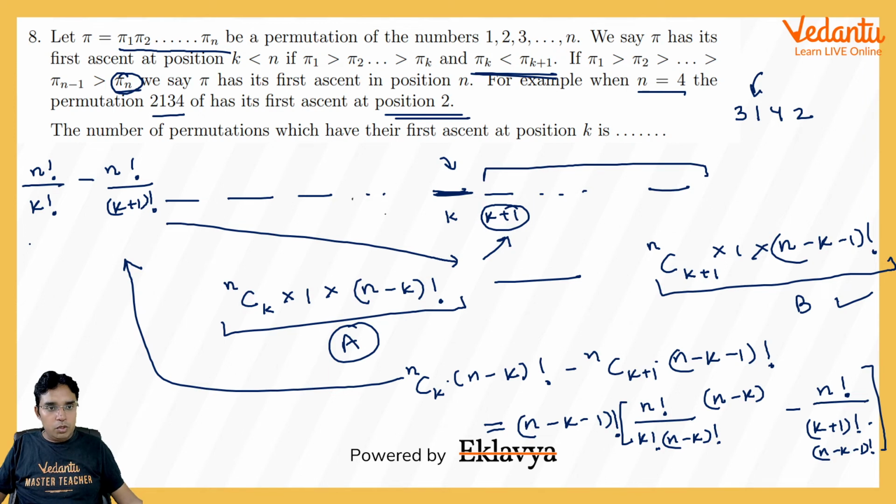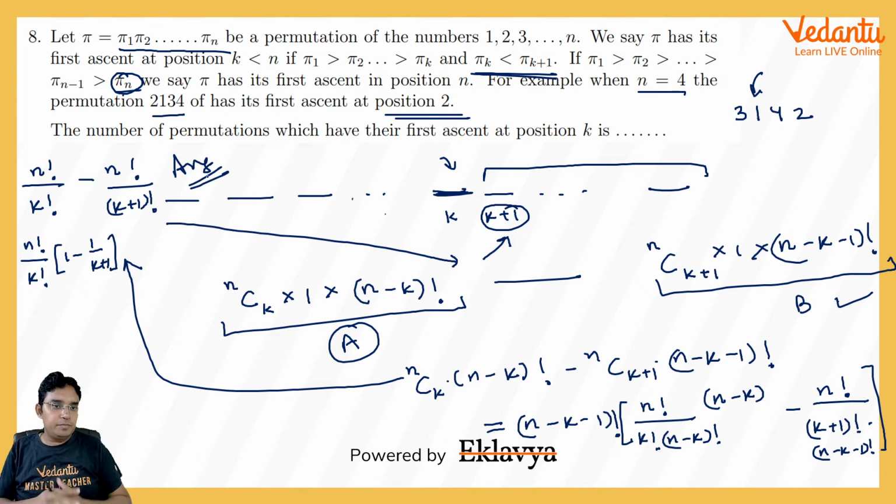Okay, so you can take n factorial upon k factorial common, and this will be 1, and here it will be minus 1 upon k plus 1. I think I can leave it here only. That is the answer. Let me leave this here only. Okay, so this completes the solution of question number 8.